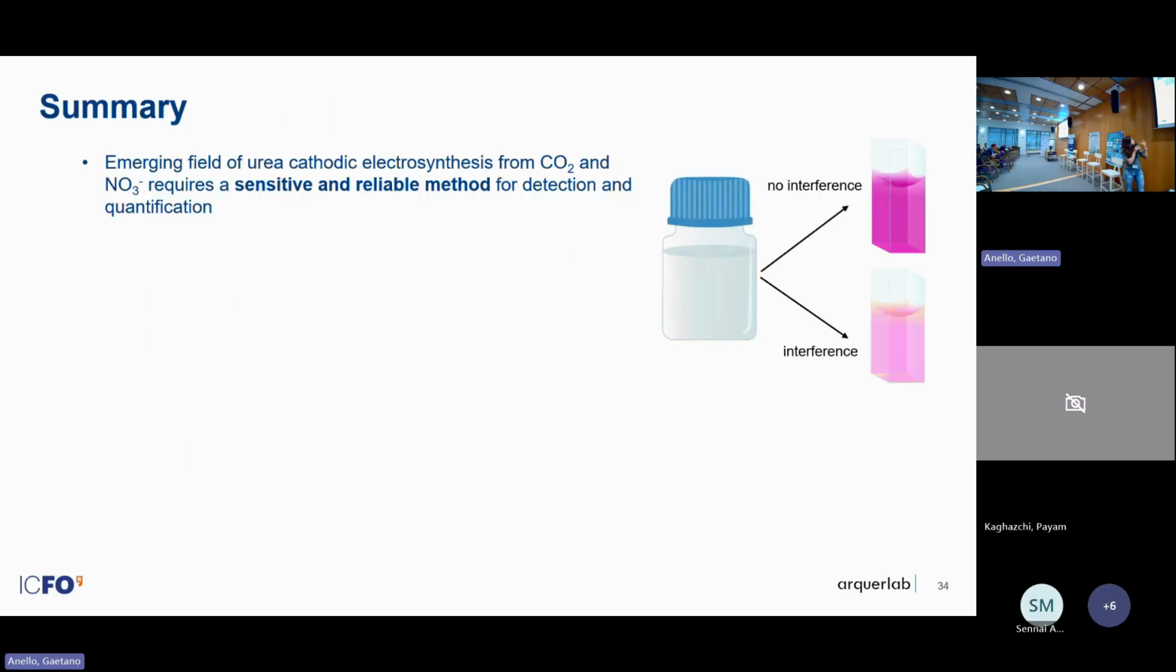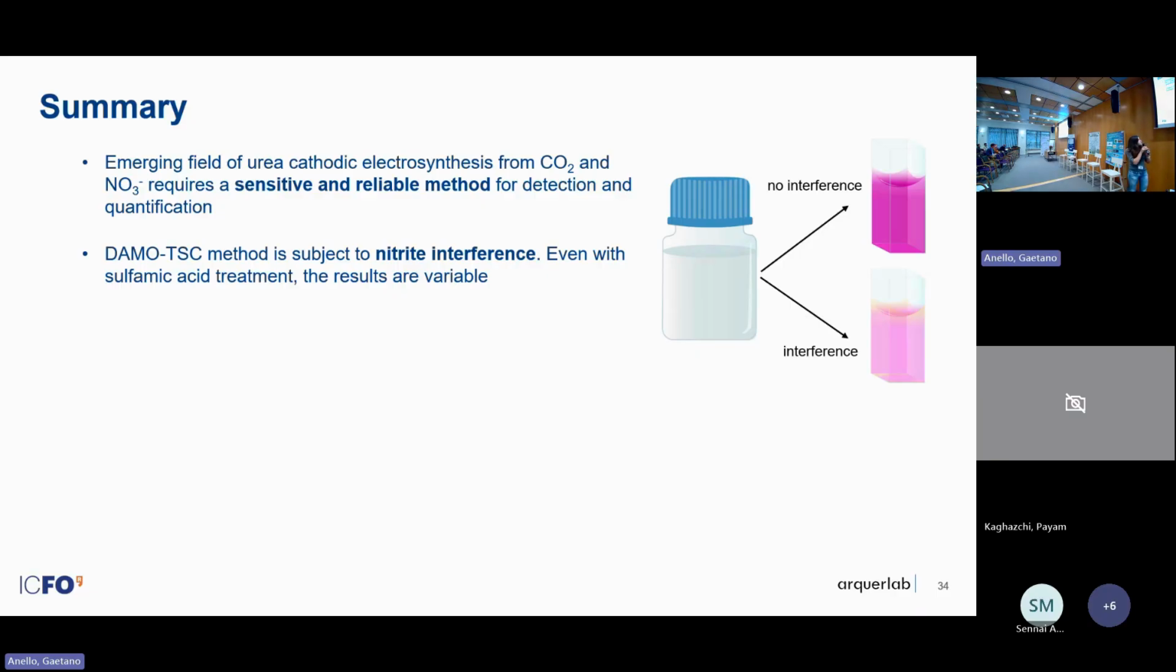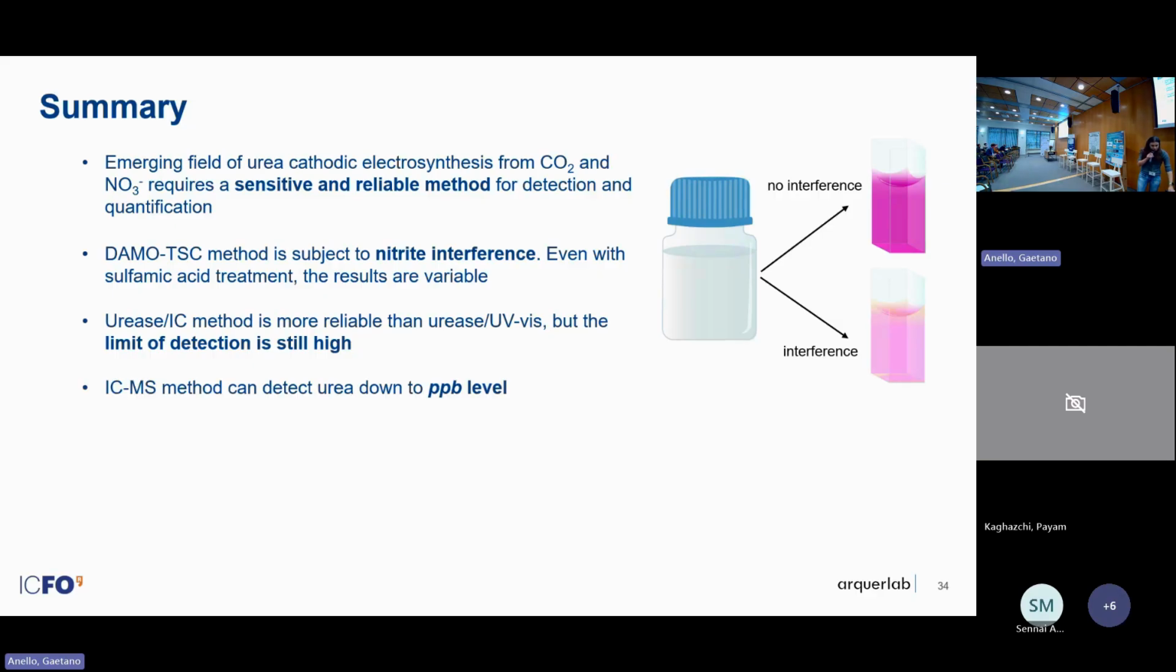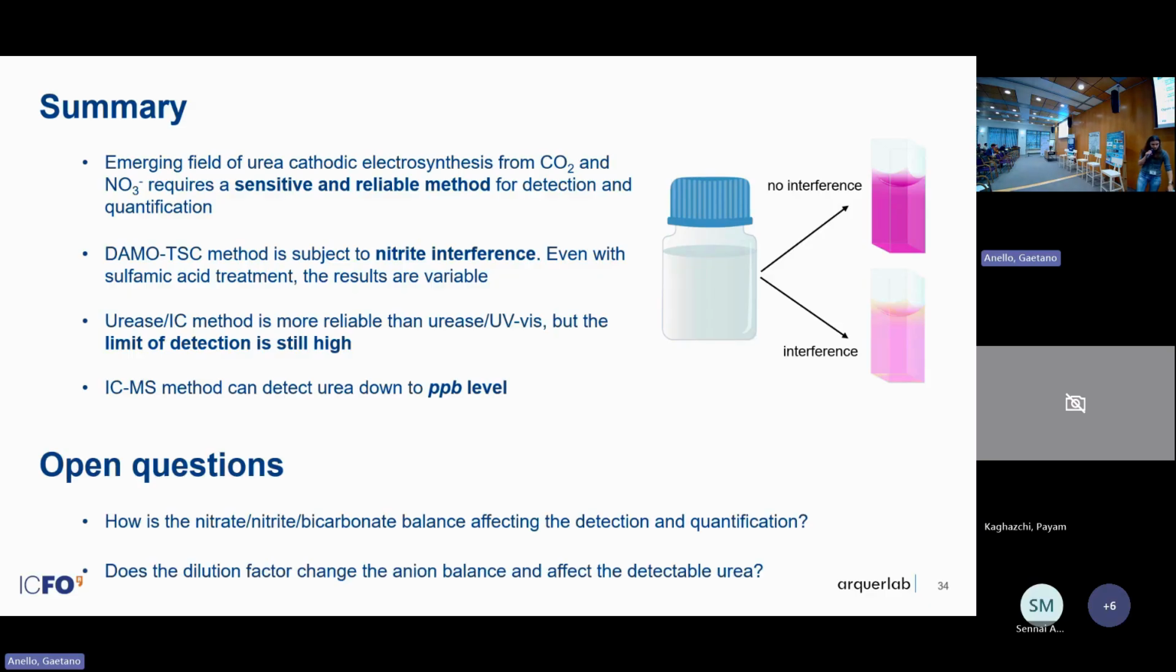So with this, I just wanted to conclude that we do need a very reliable and sensitive method for the detection of urea, that the DMO-TSC method is subject to nitrate interference at least, also to ammonia interference, and the results are variable even with the treatment that we subjected our samples to. We got some pretty reliable results with the urease IC method, but the limit of detection was still pretty high. But with the IC-MS, we could detect the urea down to ppb level.